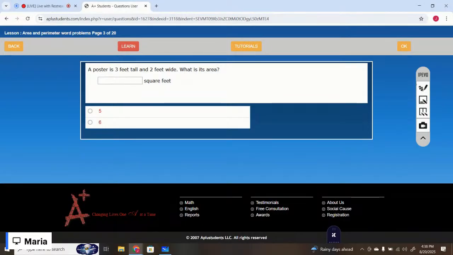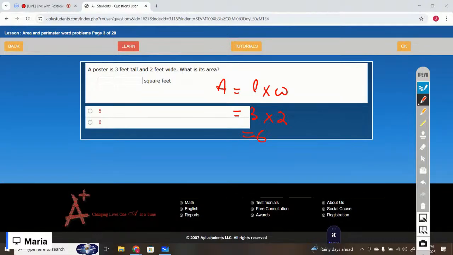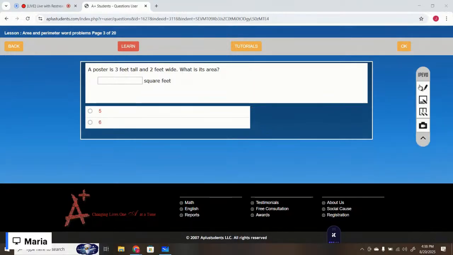A poster is 3 feet tall and 2 feet wide. What is the area? So area is length times width. The length is 3, the width is 2, 3 times 2 is 6. So option 2 is the correct option, that is 6.